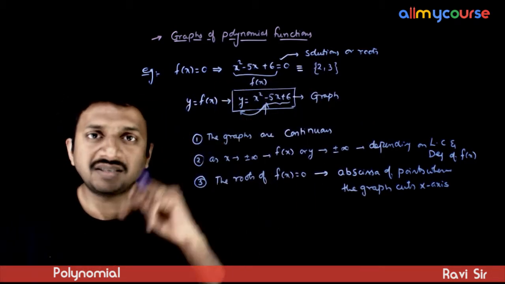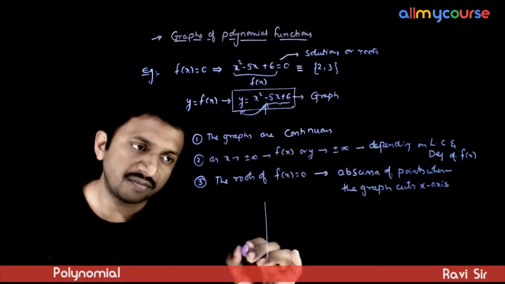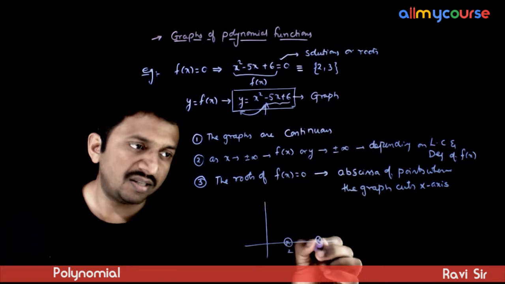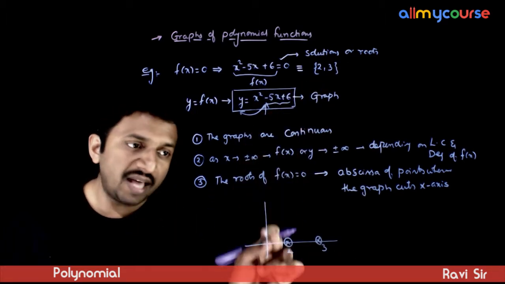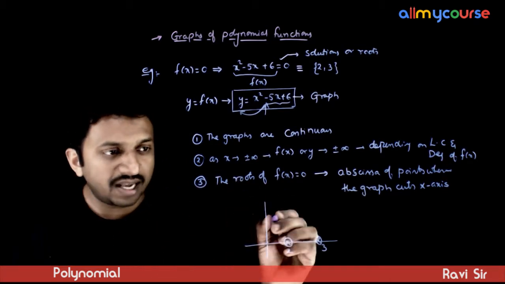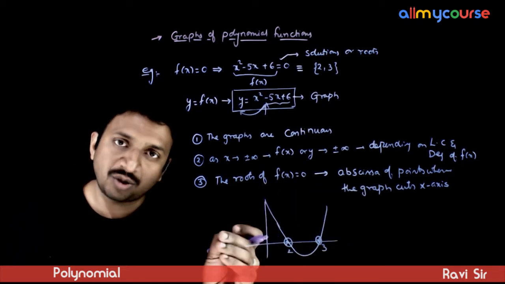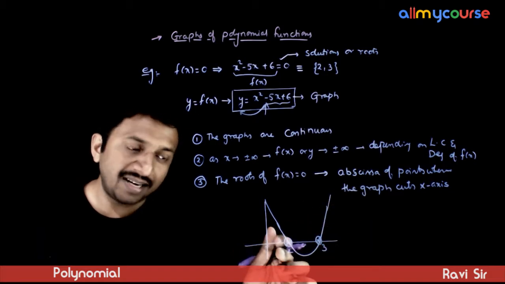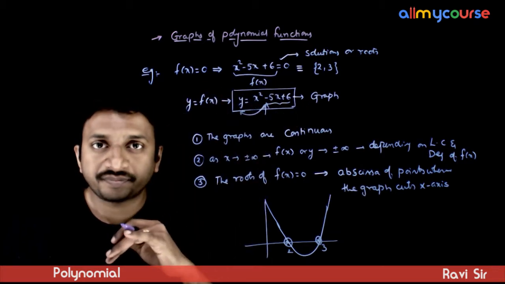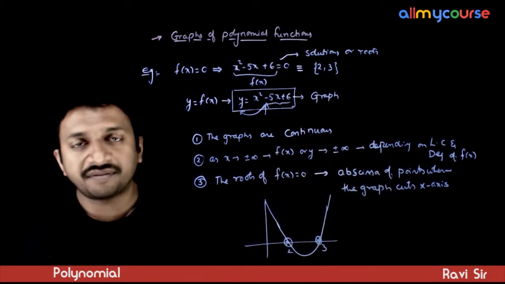At x is equal to 2 and x is equal to 3, y will be equal to 0. That means if you draw the graph of this, this is 2, this is 3. So 2 and 3 will be the abscissa of the points where this graph meets the x-axis. So the graph will look something like this. The graph goes to plus infinity as x tends to minus infinity as well as plus infinity. And it meets the x-axis at the points which are roots of this equation. So the roots of f of x is equal to 0 are abscissa of the points where the graph cuts the x-axis.